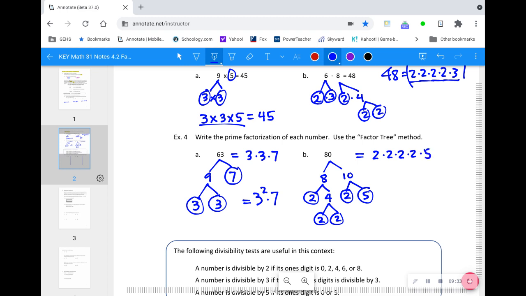And times 5. Now we're going to make sure this works before we go on. 2 times 2 is 4. 4 times 2 is 8. 8 times 2 is 16. 16 times 5 is 80. Yeah, we got the right numbers here.